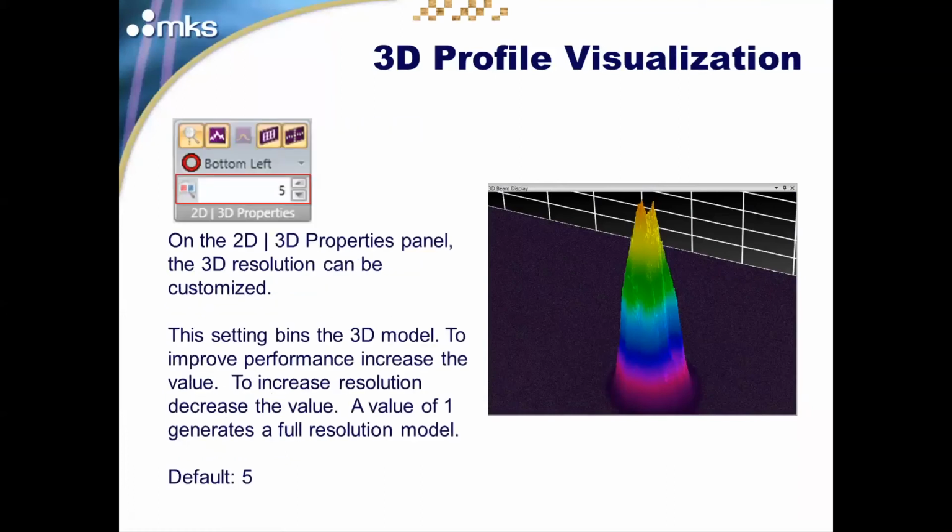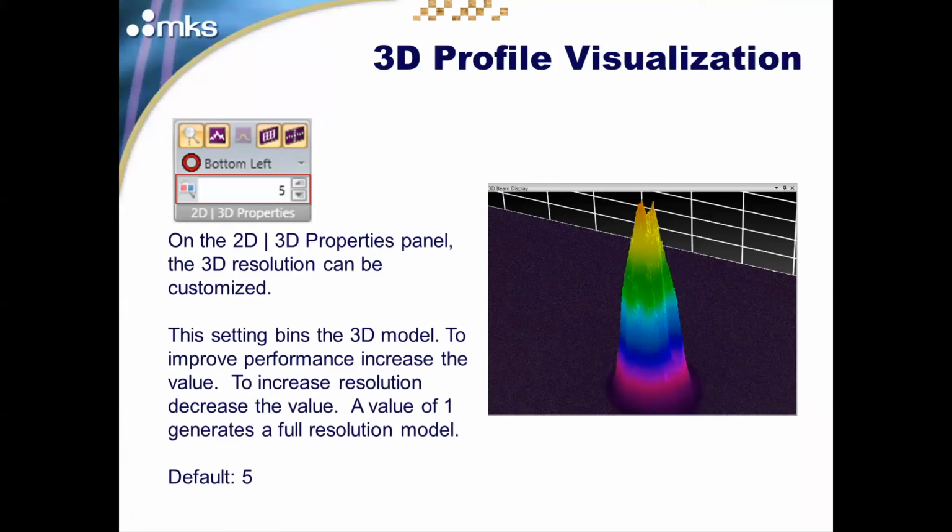On the 2D or 3D properties panel, the 3D resolution can be customized. This setting effectively bins. We talked about binning the camera data before, but this setting bins the 3D model. So there's less data points to draw, dramatically improving the performance of it. By default, we set it middle of the road at 5. That's essentially a 5x5 binning.